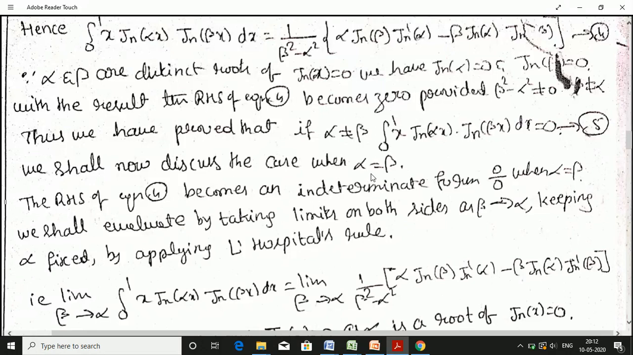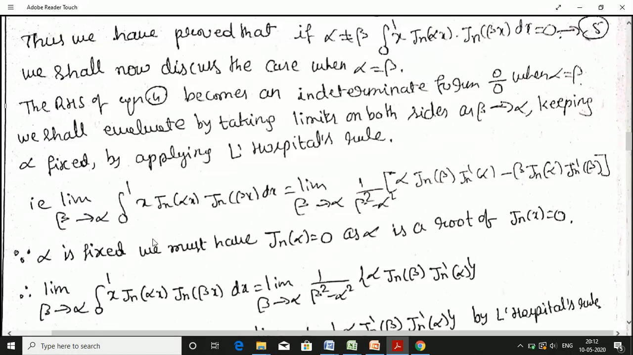That is, when α is equal to β, what happens? The right hand side of equation 4 is an indeterminate form when α is equal to β. To evaluate this indeterminate form, we need to apply the L'Hospital rule. That is, limit as β tends to α of the integral from 0 to 1 of x·Jn(αx)·Jn(βx) dx is equal to limit as β tends to α of 1 over (β² − α²) times [αJn(β)Jn'(α) − βJn(α)Jn'(β)]. Since α is fixed, we must have Jn(α) = 0, as α is a root of Jn(x) = 0.